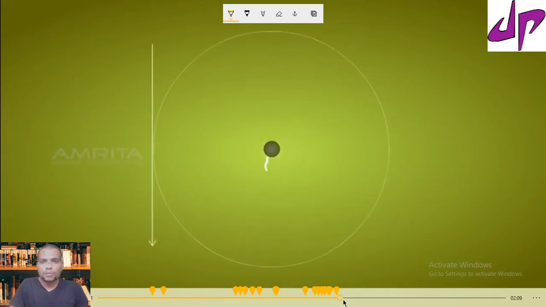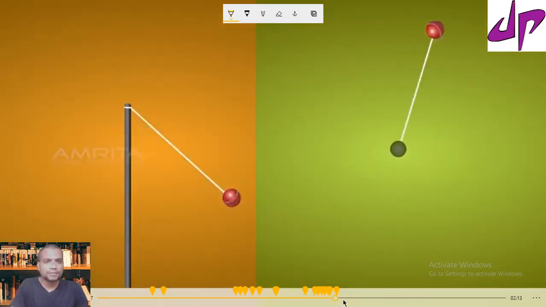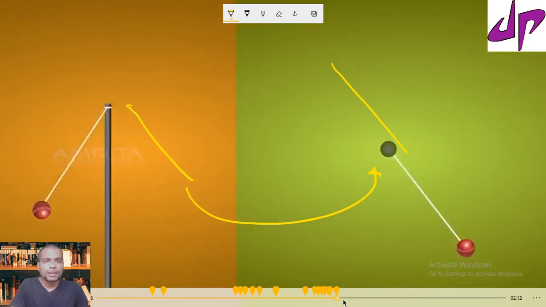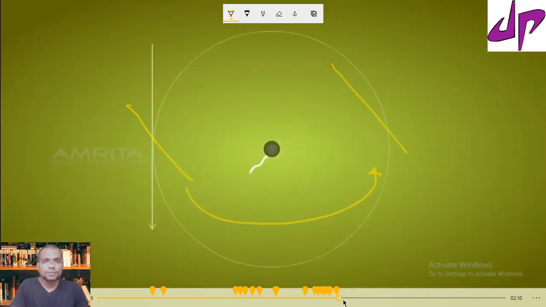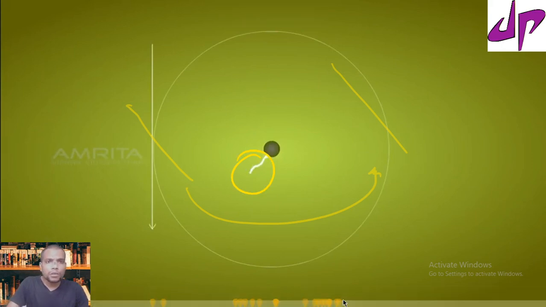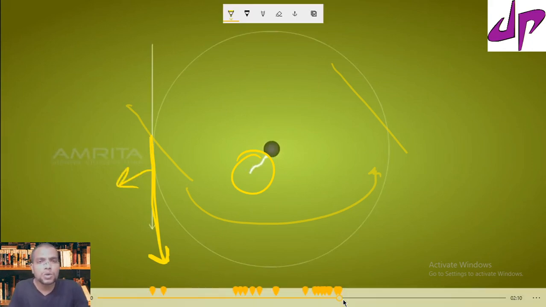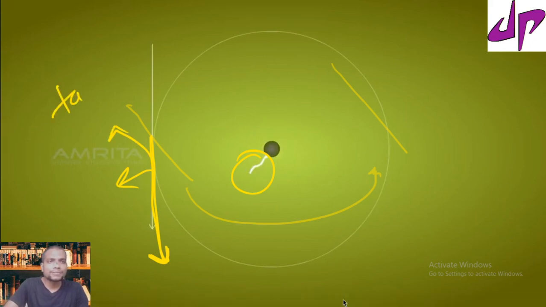Now suppose the thread is detached. If the thread is detached, where does the ball go? The ball moves in this direction. This is due to inertia of direction. The ball wants to keep moving, and this direction we term as the tangent.